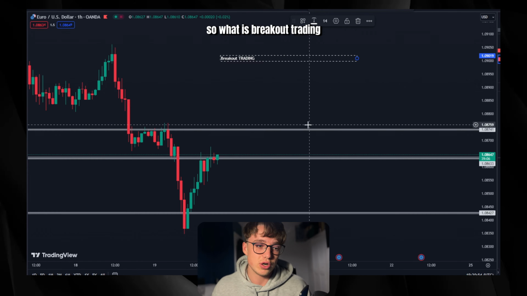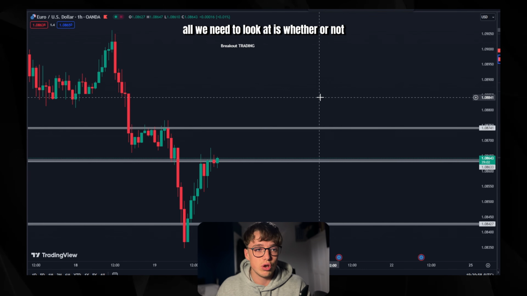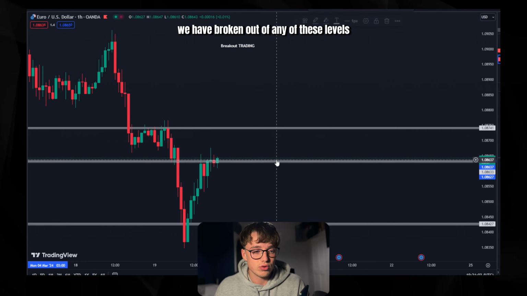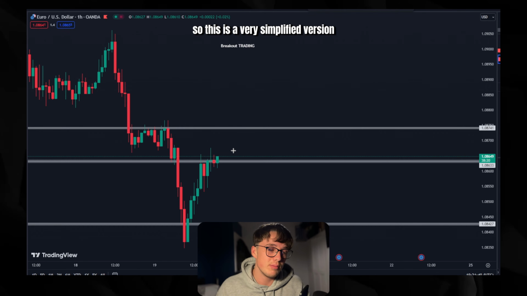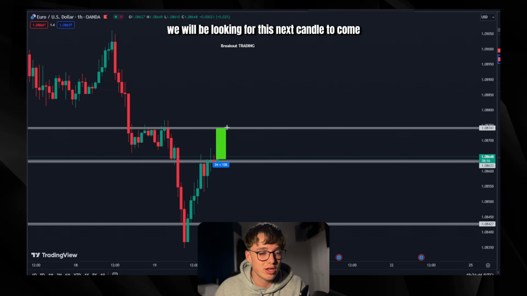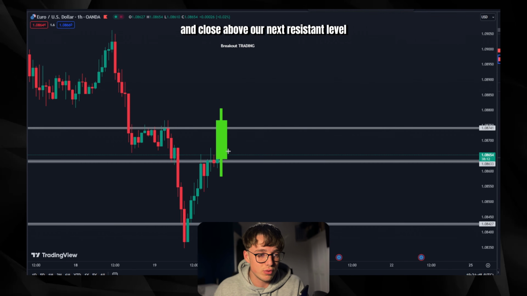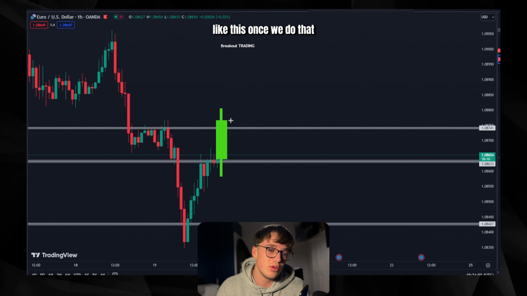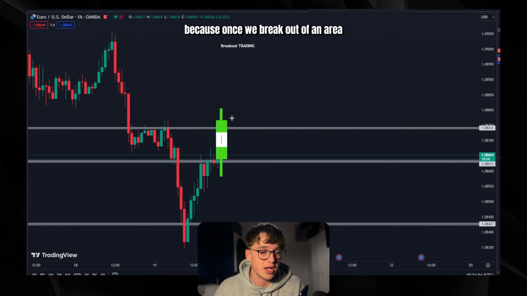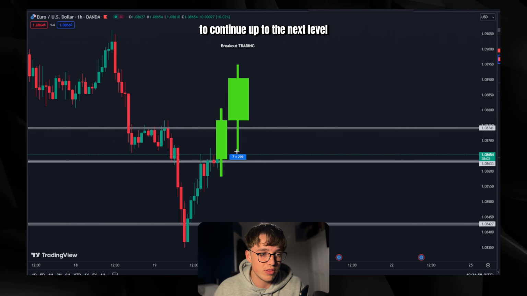So what is breakout trading? Well, it's as simple as it seems, right? All we need to look at is whether or not we have broken out of any of these levels. So this is a very simplified version, but essentially what we will be looking for is this next candle to come and close above our next resistance level like this. Once we do that, we'll be looking to take trades to continue upwards, because once we break out of an area, it is likely that price is going to continue up to the next level.